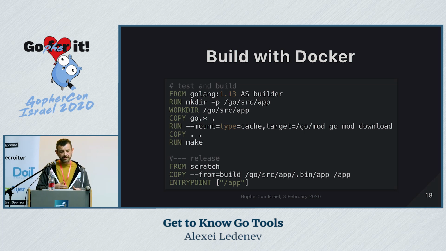For the final release image, I usually tend to create an image from scratch, meaning an empty Docker image without any Linux package manager, not Alpine, not anything. Since it's Go, it's statically compiled with cgo disabled. And I put only the binary there and define the entry point.